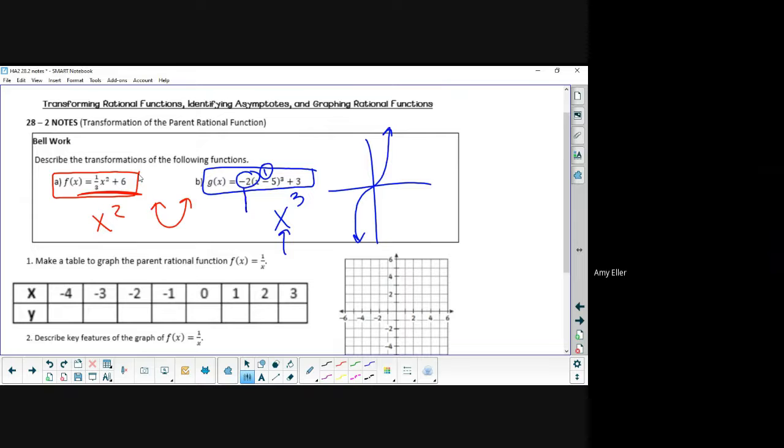And then we would go out here. So you said reflect over the x-axis. The 2 is vertical stretch. Yep. And then up 3. So I talk about that second, and I talk about that third.